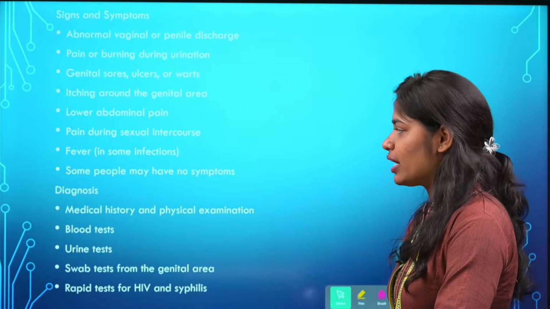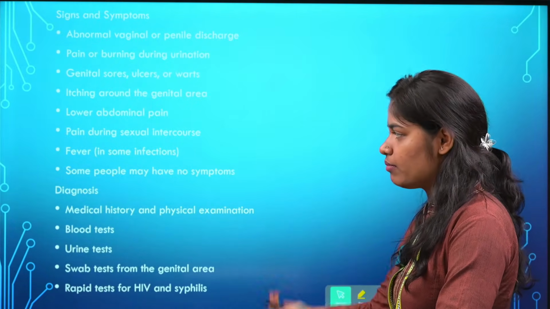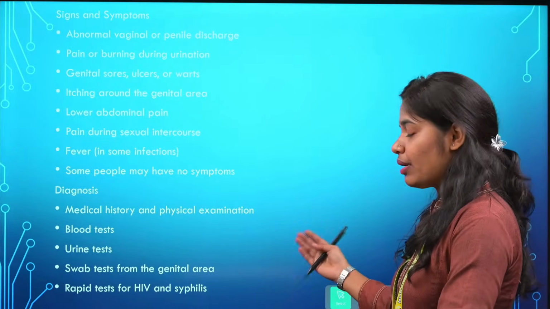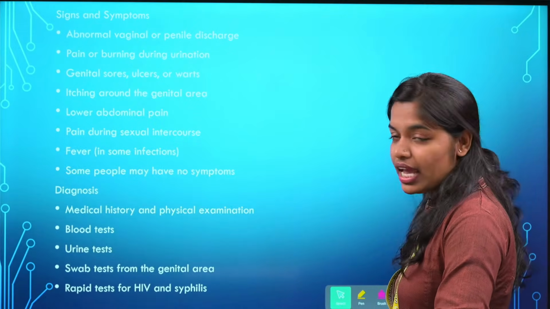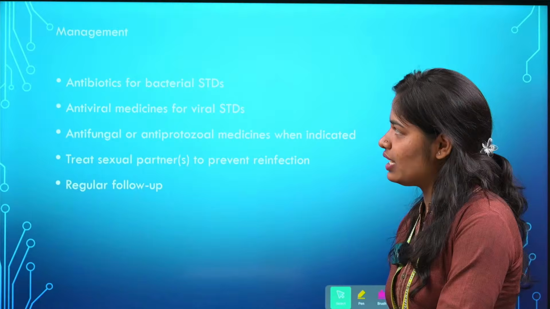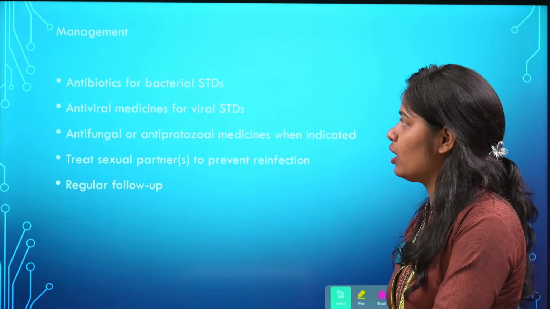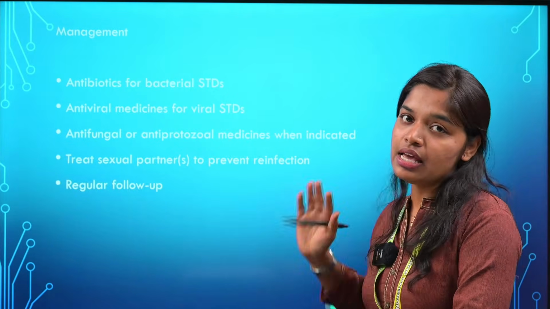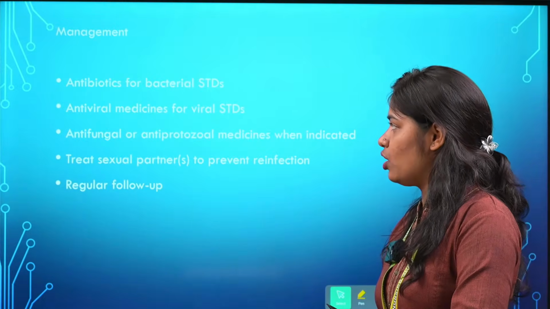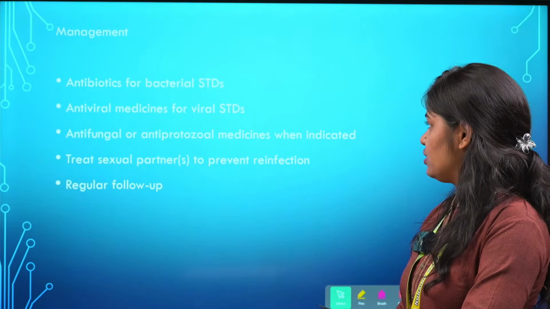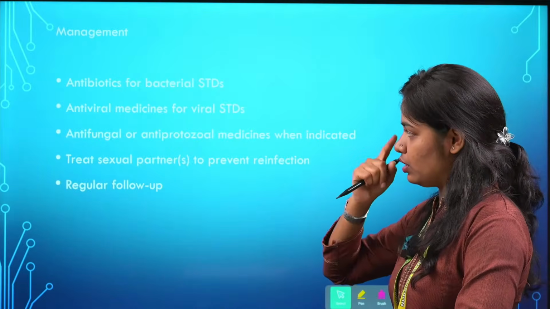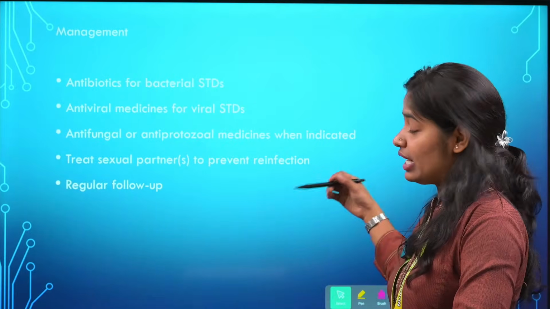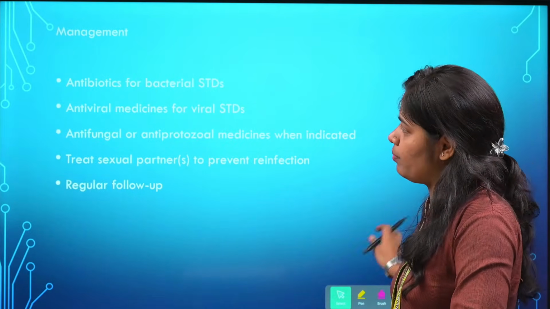The diagnosis includes medical history taking and physical examination, and also blood test, urine test, swab test from the genital area, and rapid test for HIV and syphilis. We are going to manage through medications like antibiotics for bacterial sexually transmitted disease, antiviral medicine for viral sexually transmitted disease, and antifungal or antiprotozoal medicine if it is indicated. Treat the sexual partners to prevent reinfection, and also regular follow-up.